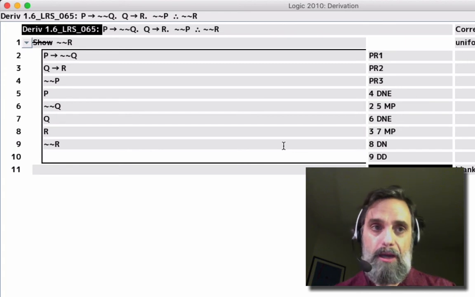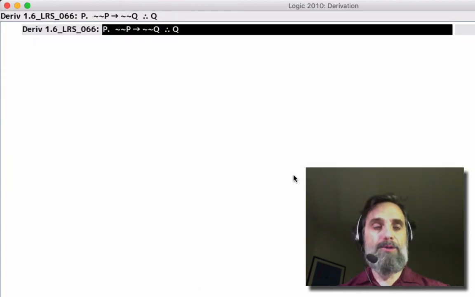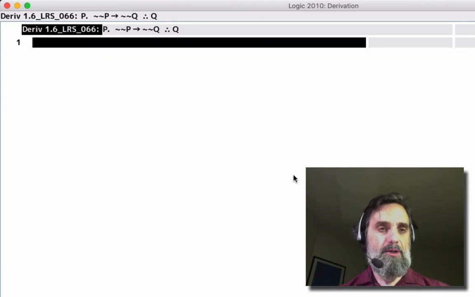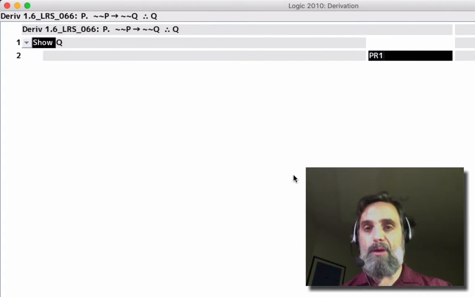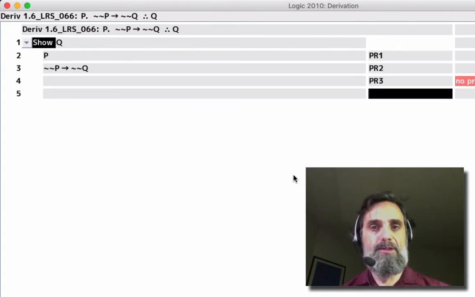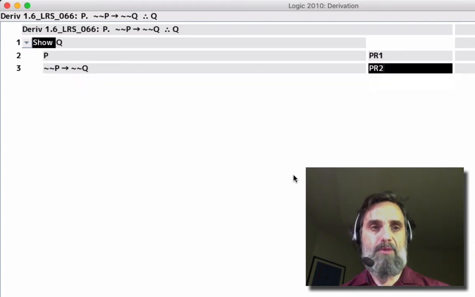Let's go ahead and look at 66. So now we're going to do a derivation of 1.6 LRS 66. So we're going to say show, and then Q, which is our conclusion. Good. Okay. So second step, bring in our premises. Premise 1, premise 2. There is no premise 3.